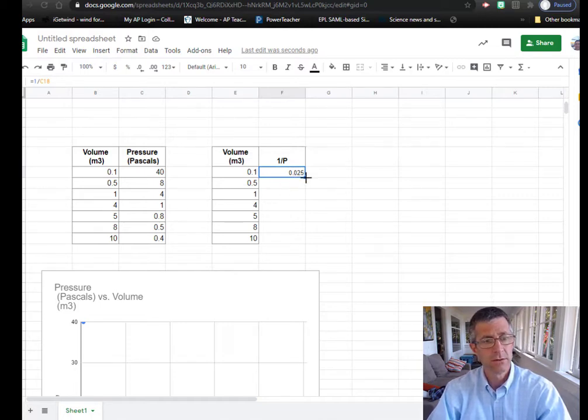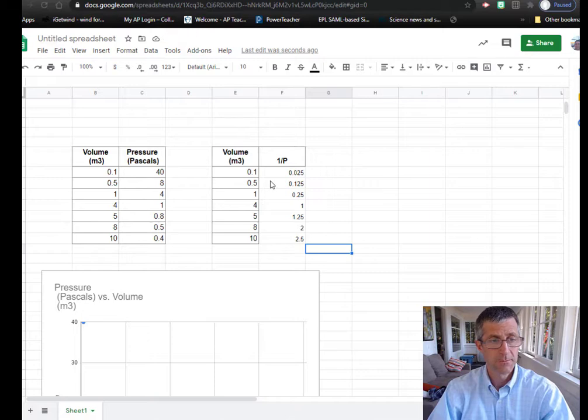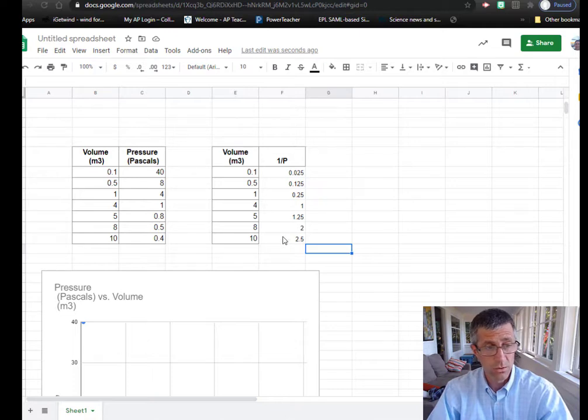Ready for it? This is a little square down here. I'm going to drag this square and it's going to automatically do all those calculations for me. Shazam, I'm done. Math, right? Math is easy. So now what I've done is I have my old y values and my new x values, which are 1 over x.